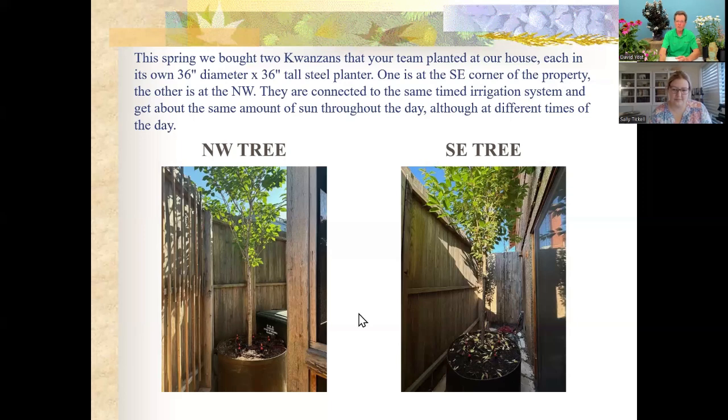So these are two of the same tree. They're different trees, but one planted in the northwest, one planted in the southeast. You can see they're irrigated, basically same system, same amount, same time. But this tree on the southeast is thinning and shedding, whereas this tree seems to be holding up better.